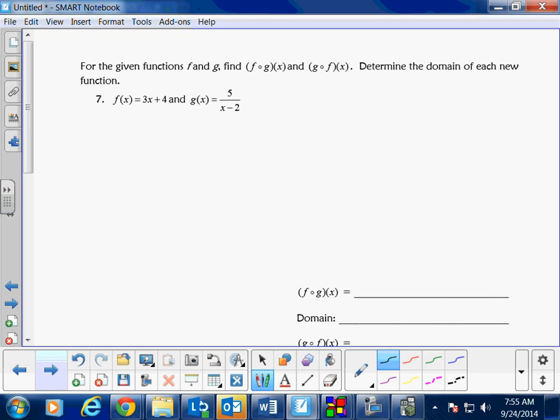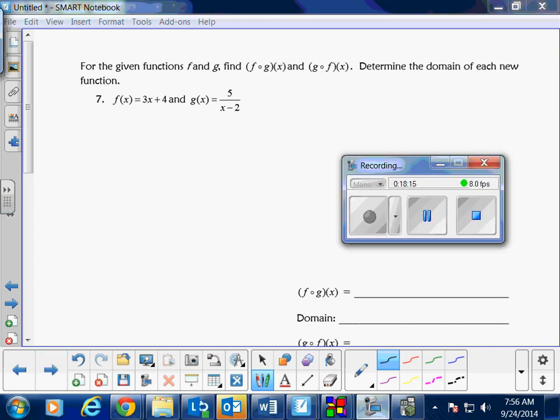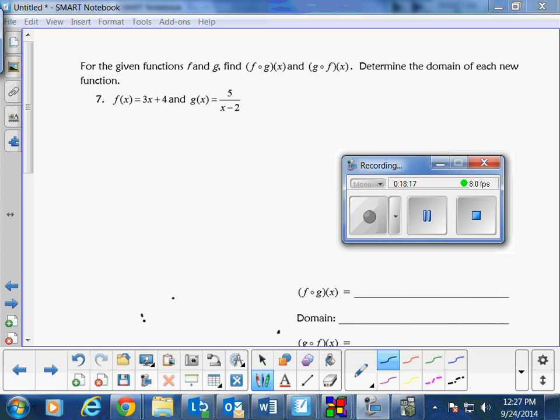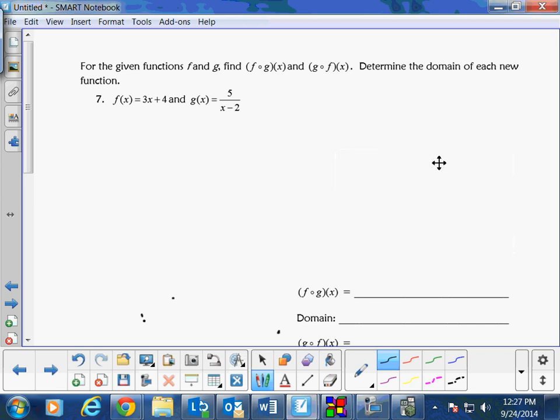With this one, it says for the given functions f and g, find f∘g of x, find g∘f of x, and determine the domain of each new function. So it wants us to determine the domain of each new function on this one. Alright, fantastic. Let's start with f∘g first. I want to clear this board up just a little bit, and let's begin that process for this first one. Now f∘g, what does it mean? You have to make sure you memorize this: f∘g of x is really f of g of x.